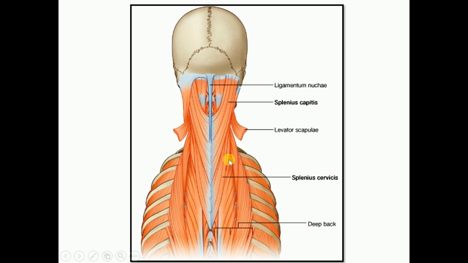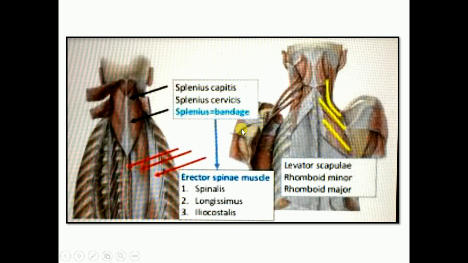This one is the cut portion of the levator scapulae that can be seen. This diagram shows the splenius capitis and splenius cervicis. Now, what is the meaning of splenius? Splenius means bandage-like, so it covers the deep muscle like a bandage. Now, these are the levator scapulae, rhomboid minor, and rhomboid major.